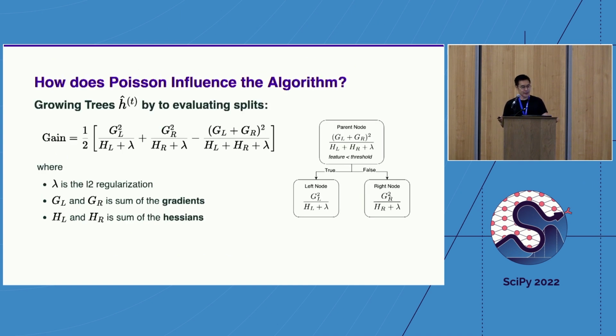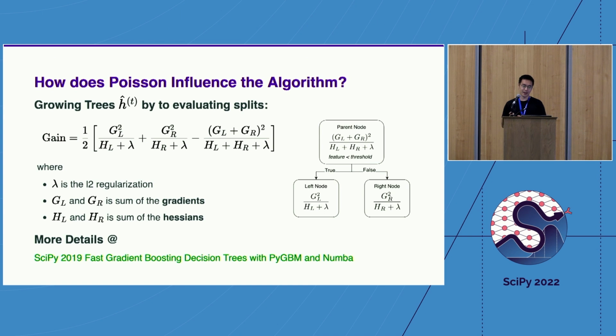While building trees, there's this concept of gain, which depends on the gradients and Hessians, and while finding the best feature and threshold, it tries to maximize this gain. And remember, the gradients and Hessians are for the Poisson loss. There are many parts of this algorithm, like in Scikit-learn, we use Python for parallelizing this with OpenMP, and there are histograms. I recommend looking at the SciPy 2019 talk about HistGradientBoosting by Nicholas, which goes through these details.